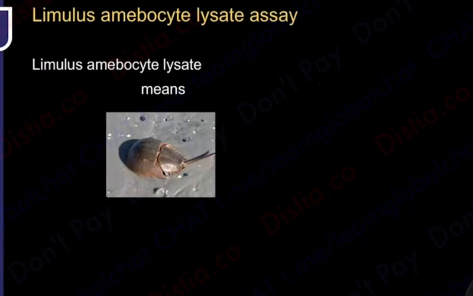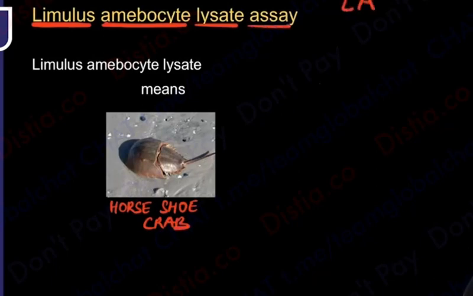Only for a quick review for INI-CET aspirants, this animal is a horseshoe crab, or looks like a horseshoe, right? This is the shape of a horseshoe. So this is a horseshoe crab, and that is known as Limulus. So what you do? You do a Limulus amebocyte lysate assay. It is known as LAL. I call it LALA. Why LALA? Because I call it Limulus amebocyte lysate assay.